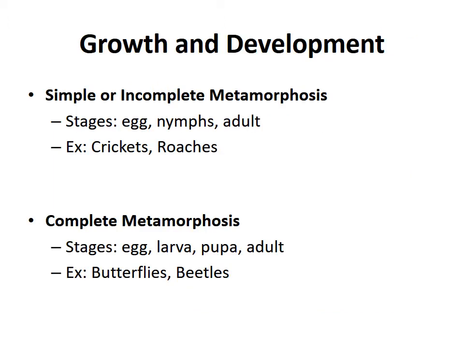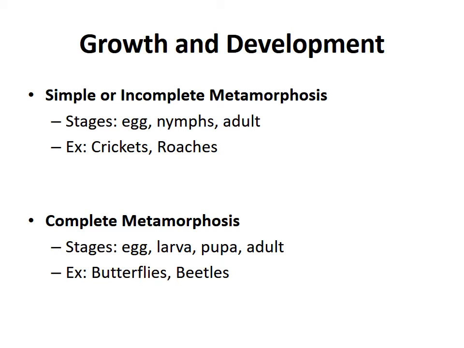Learning how different groups of insects grow and develop is also very important. Insects generally go through two different types of development, also called metamorphosis. Metamorphosis means change. So the changes that the insect goes through from an egg to an immature insect to a mature adult insect are very important to know. There are generally two different types of metamorphosis.